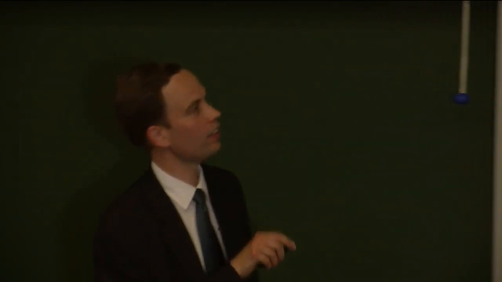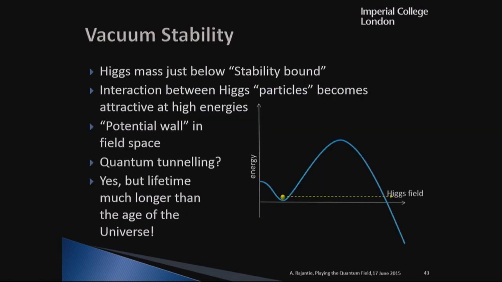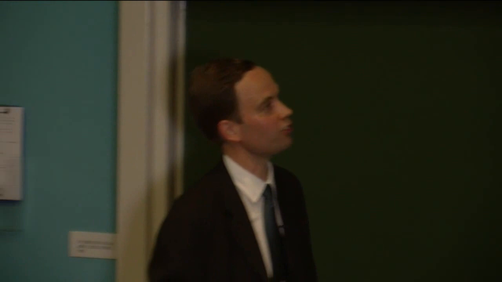And there's a parameter in the standard model that describes how the Higgs field feels the curvature of the space-time. And this is a parameter that we haven't been able to measure in the Large Hadron Collider. But actually it turns out that in order for the vacuum state to be stable throughout the whole history of the universe, the parameter needs to be between 0 and 1. And so that gives us a very nice determination of the value of this free parameter in the standard model. And this also made some headlines.